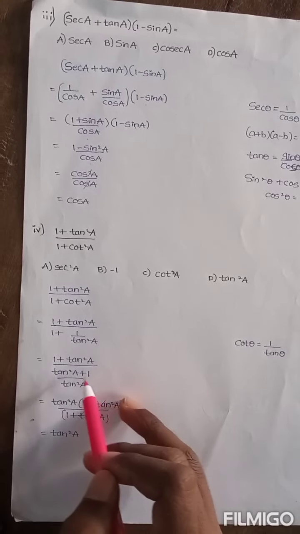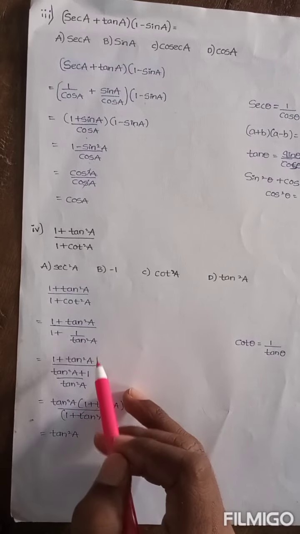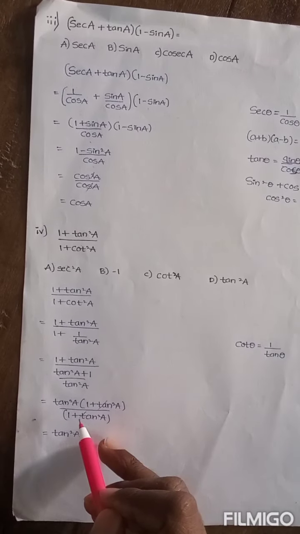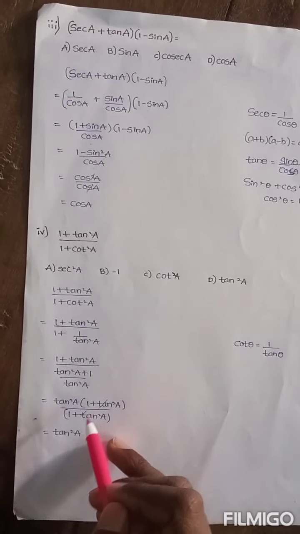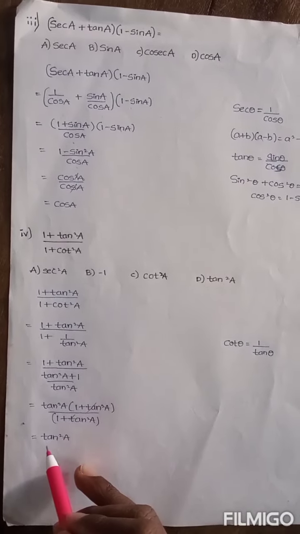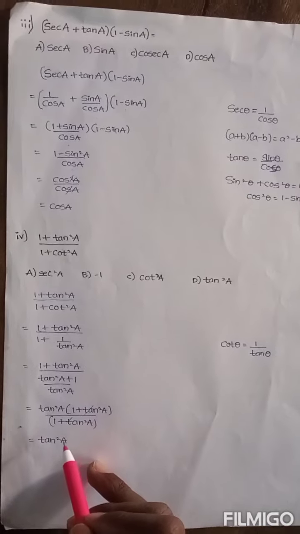Now this tan square a will go into the numerator, that is tan square a into 1 plus tan square a by 1 plus tan square a. Here 1 plus tan square a terms get cancelled, therefore it is equal to tan square a, and the option is D.